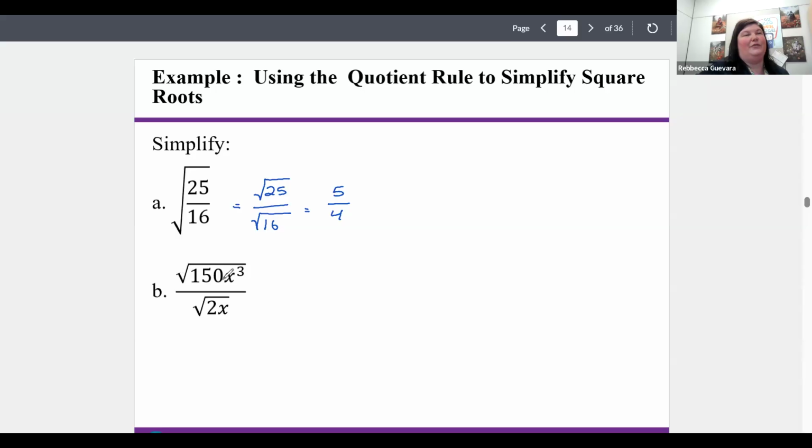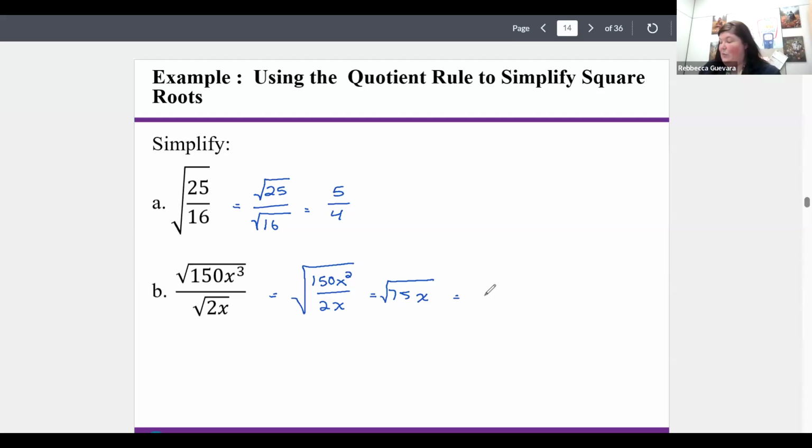If I have the square root of 150x squared over the square root of 2x, well, remember, I can go backwards and I can combine that. So it's just a square root of 150x squared over 2x. So now that I did this and everything's under the radical, I can start simplifying. So 150 divided by 2 will end up being 75. And then we have an x squared divided by x. This is going to leave us with x. So we have the square root of 75 times x.